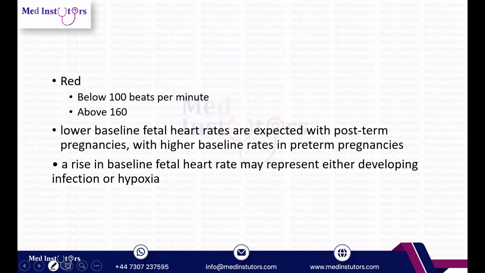I hope this is clear, guys. Let's revise. What is white? White is 110 to 160. What is amber? Amber is a shift of baseline by about 20, or between 100 to 110. And if you cannot determine the baseline, that's an amber feature. And red is less than 100 and more than 160.